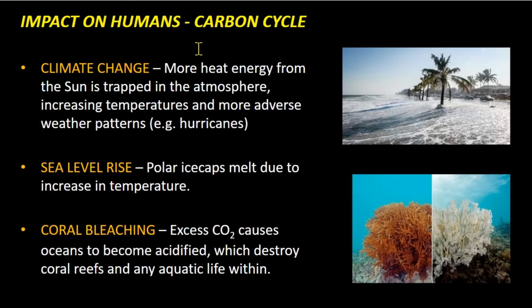More heat energy from the sun is trapped in the atmosphere. This would increase temperatures and cause more adverse weather patterns, for example, hurricanes. Sea level rise occurs when the polar ice caps melt due to this rise in temperature, and coral bleaching, as just said, occurs when excess carbon dioxide causes oceans to become acidified. This would destroy any coral reefs and any aquatic life that lives within the coral reef.